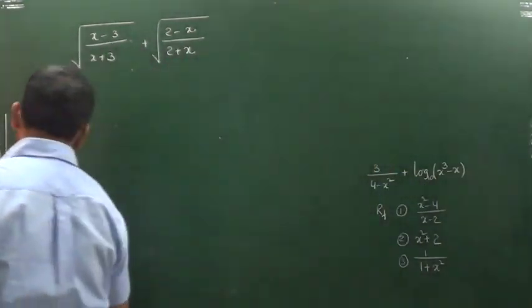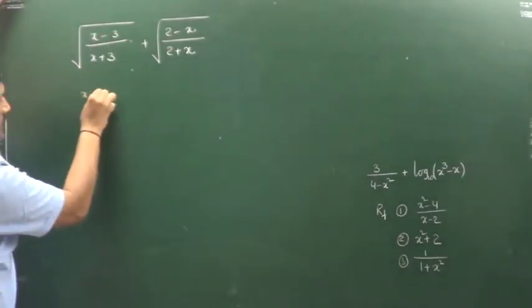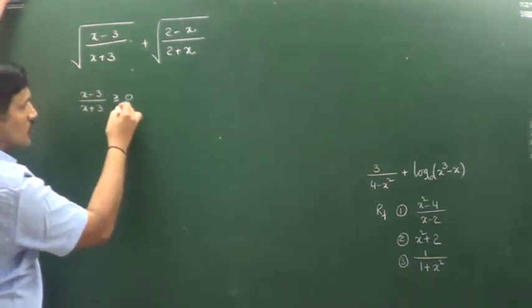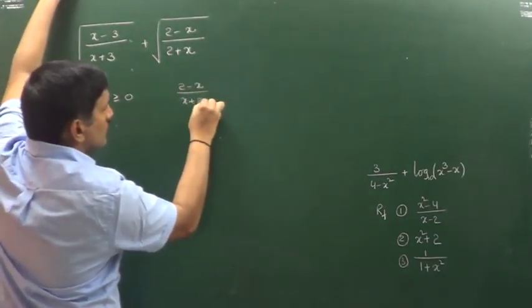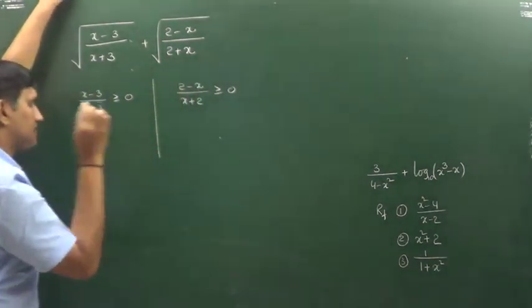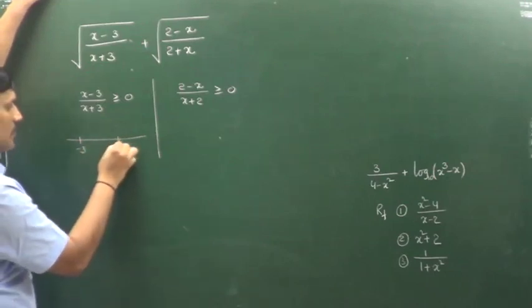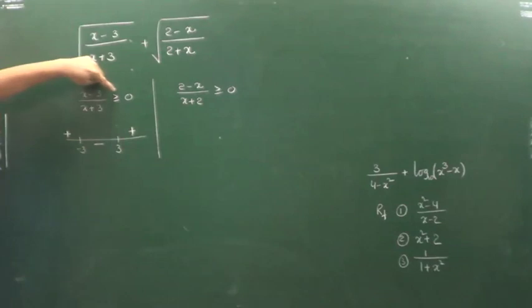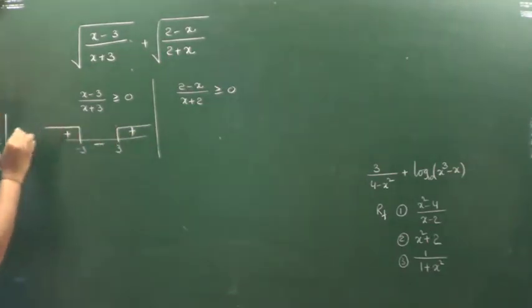How to find the domain for that particular function? You can see what condition we have to apply. x minus 3 divided by x plus 3 greater than or equal to 0. Next we have 2 minus x divided by x plus 2 greater than or equal to 0. Now on the number line, this is minus 3 and we have plus 3, plus minus plus. Greater than or equal to 0 means we have to consider the positive portion. Where is the positive portion? From 3 onwards, and up to minus 3.